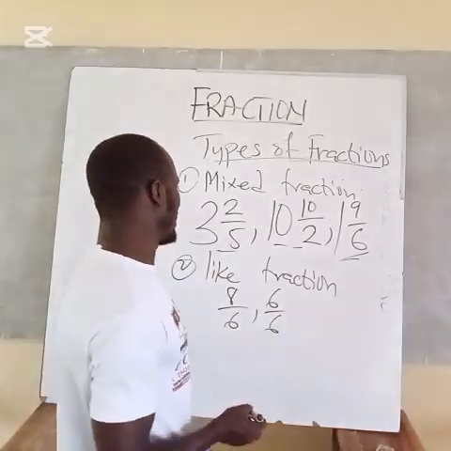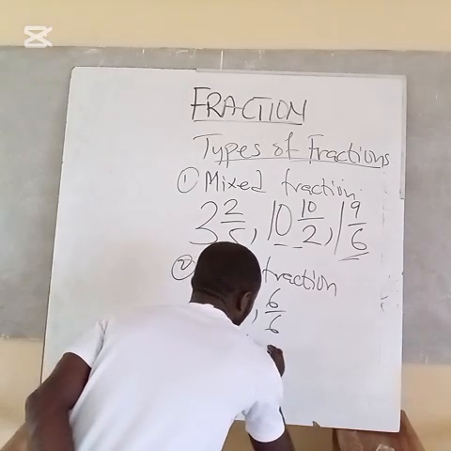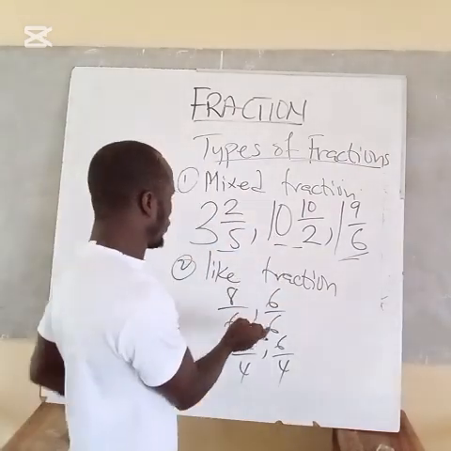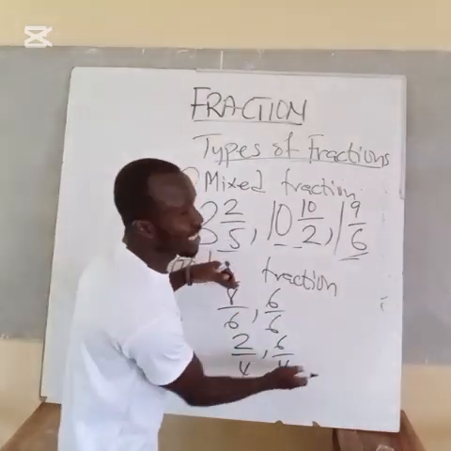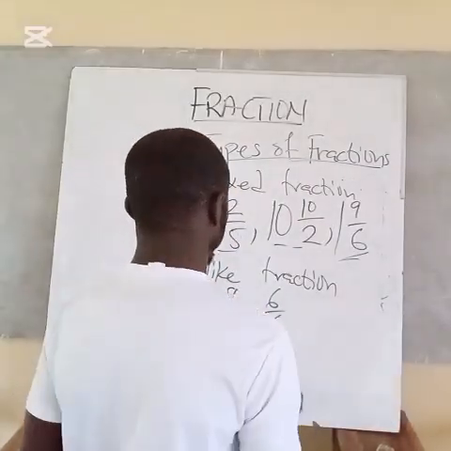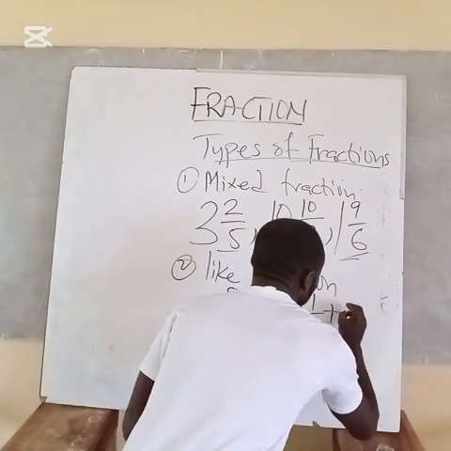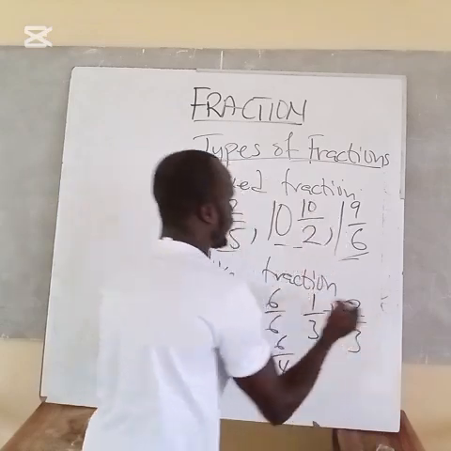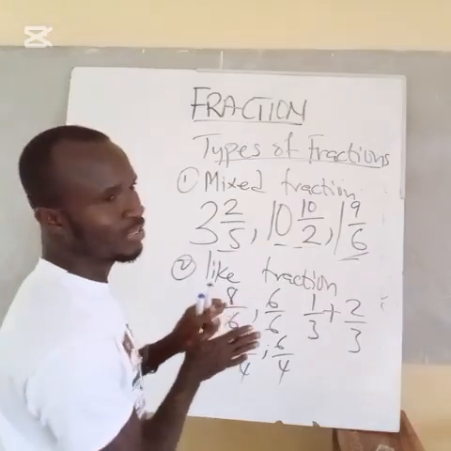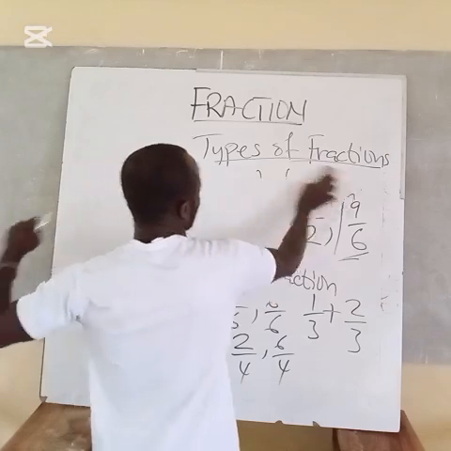Another one is 2/4 and 6/4. These are what we call like fractions. The denominators are all the same in the two fractions. Let me give another one: 1/3 plus 2 over 3. These are what we call like fractions. I hope with this you can write an example and understand that this is a like fraction.